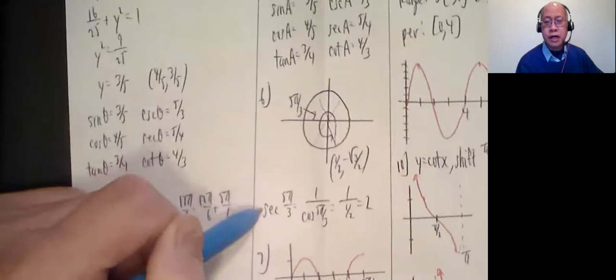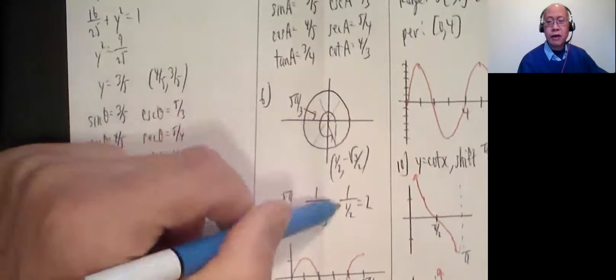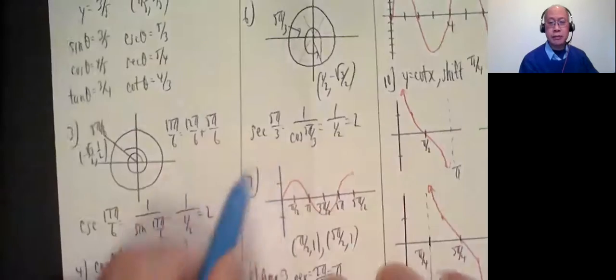So we're asking for the secant, which is 1 over the cosine of 5 pi over 3, 1 divided by half, 2. And in case you're wondering, yes, that calculation is exactly the same as this one. So there's a lot of repetition.